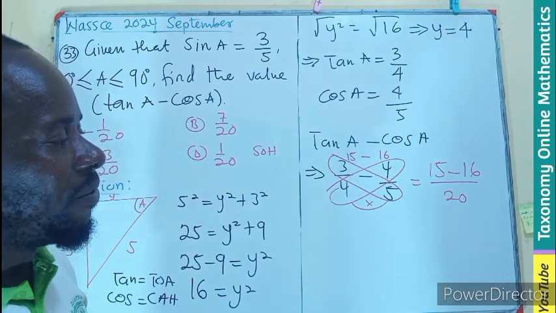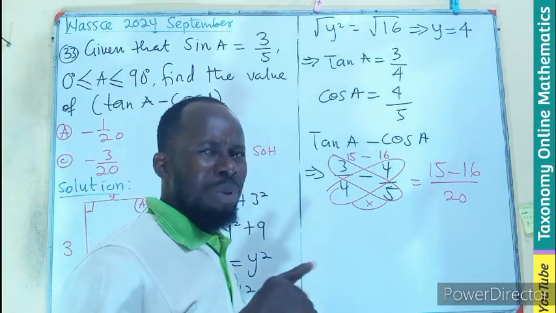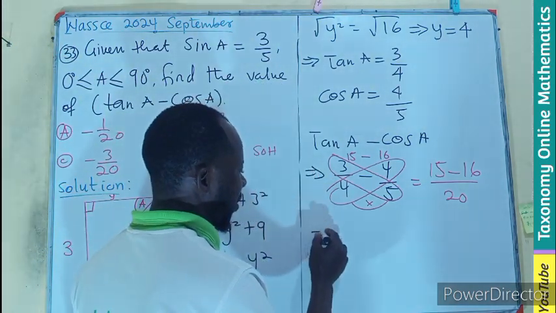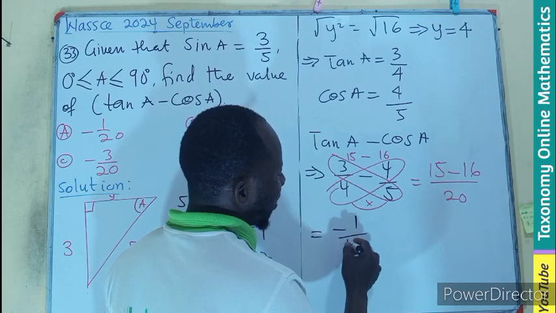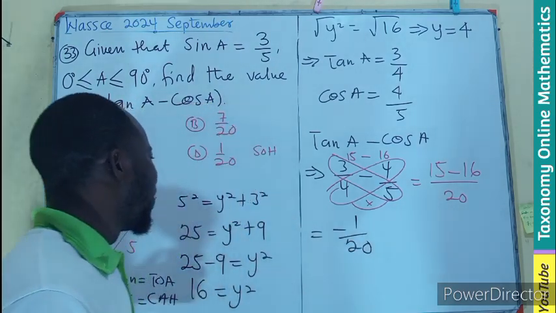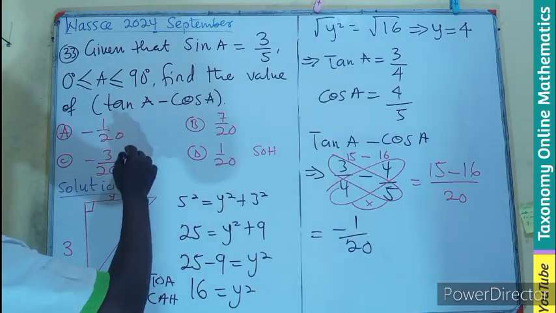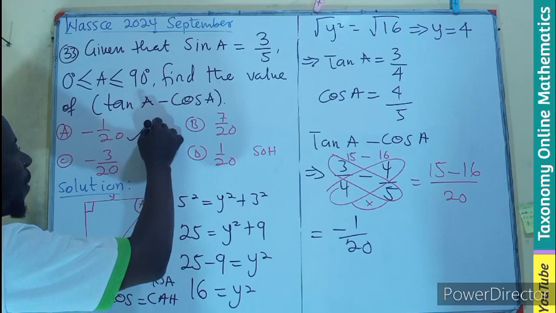What do we do from here? 15 minus 16 will be negative 1. So I'll be having negative 1 divided by what? 20. And that will be the option A.